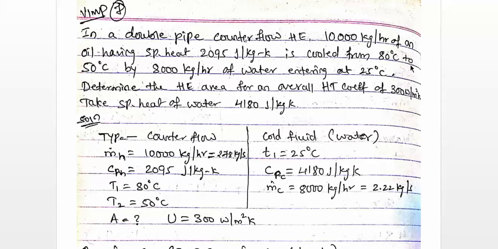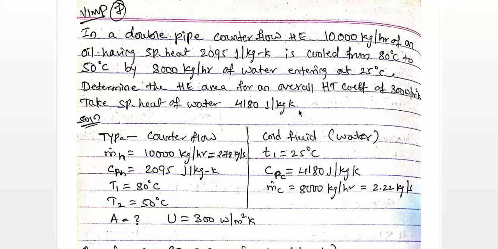So the problem statement is something like this. In a double pipe counterflow heat exchanger, 10,000 kg per hour of an oil having specific heat of 2095 joules per kg Kelvin is cooled from 80 degree Celsius to 50 degree Celsius by 8000 kg per hour of water entering at 25 degree Celsius. Determine the heat exchanger area for an overall heat transfer coefficient of 300 watt per meter square Kelvin. Take specific heat of water as 4180 joules per kg Kelvin. So this is the problem statement.